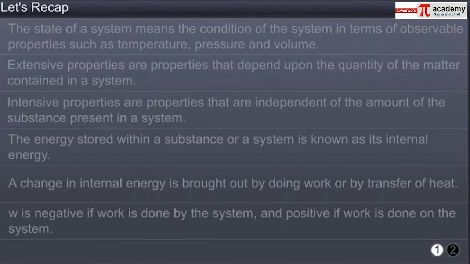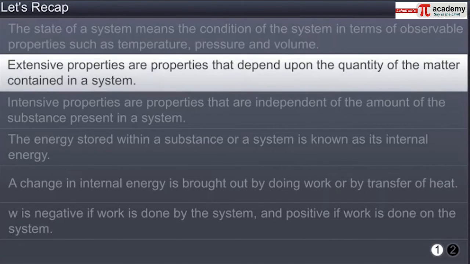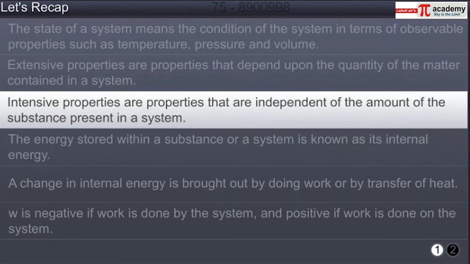You have now reached the end of this module. In this module, you learned that the state of a system means the condition of the system in terms of observable properties such as temperature, pressure, and volume. Extensive properties are properties that depend upon the quantity of the matter contained in a system. Intensive properties are properties that are independent of the amount of the substance present in a system.